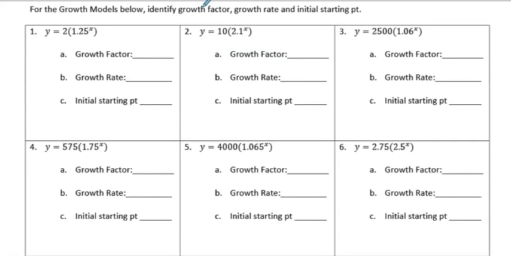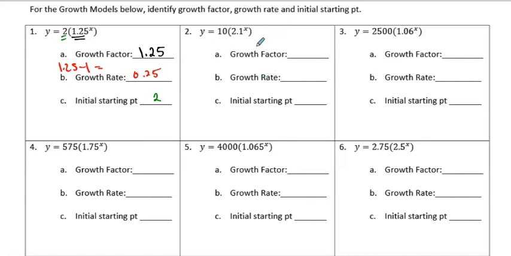But let's just do one or two, not to go too far past 15 minutes. The growth factor, again, is going to be the B part, so 1.25. The growth rate, again, we could do 1.25 minus 1, which is equal to 0.25, and that's my growth rate. You can leave it as a decimal or as a percent. And then the initial starting point, that's my A value of 2.